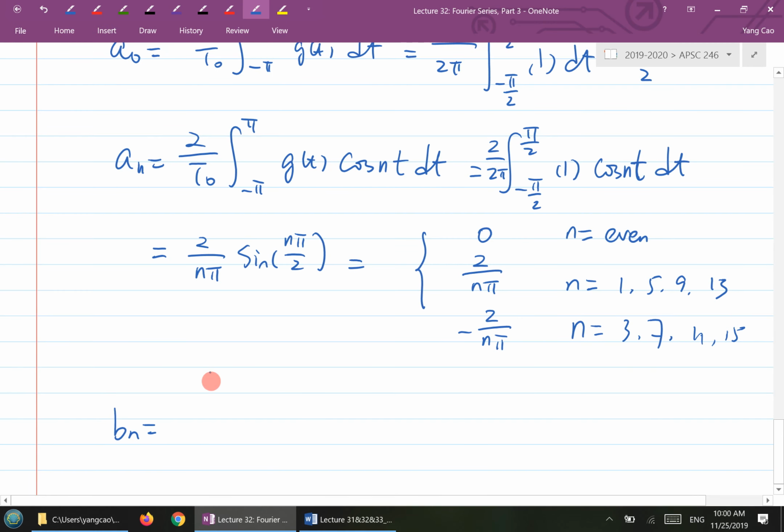And then you can get the bn. Similarly, you get 2 over T naught, again integrating from negative pi over 2 to pi over 2, 1 times sine nt dt. So this one will turn out to be 0, a constant 0. It's very common for a periodic function, when you're integrating, to get a lot of sines and cosines. That's what Fourier series is all about, essentially.